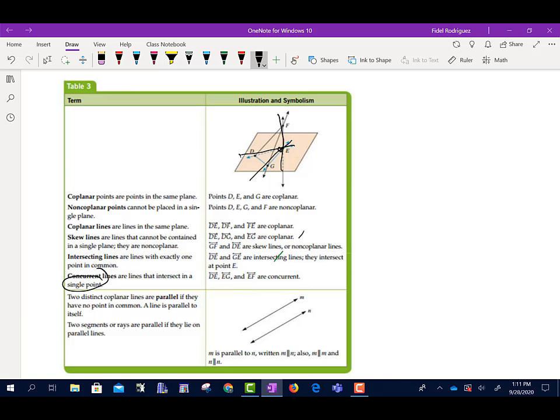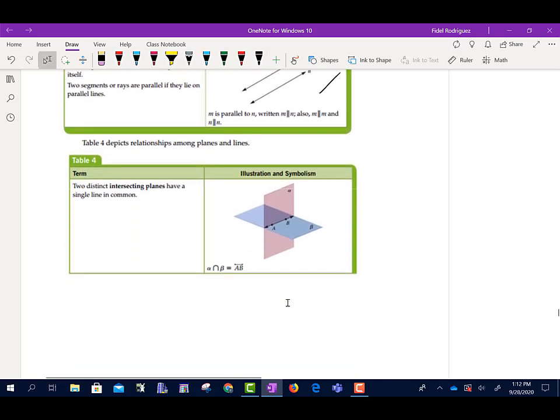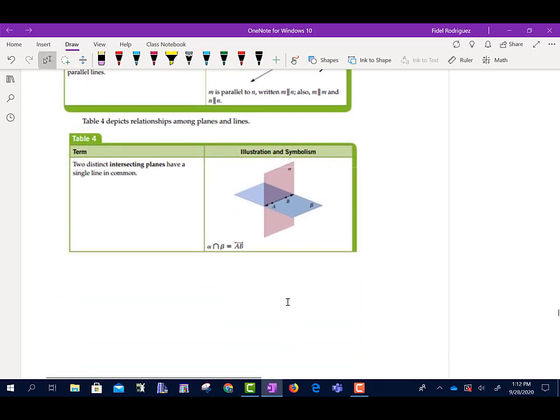All right. Let's see. Two distinct coplanar lines are parallel if they have no point in common. So these here would be parallel lines, right? And let's see. It says two distinct intersecting planes have a single line in common. Okay, so here is my plane alpha, right? That's alpha again, in case you're wondering. This one here looks like a funny looking B.